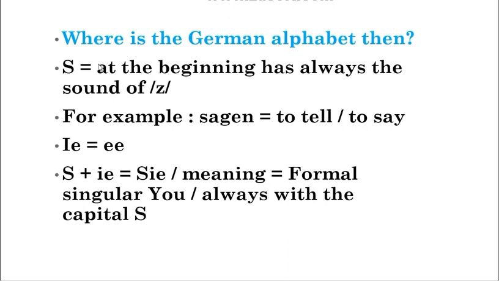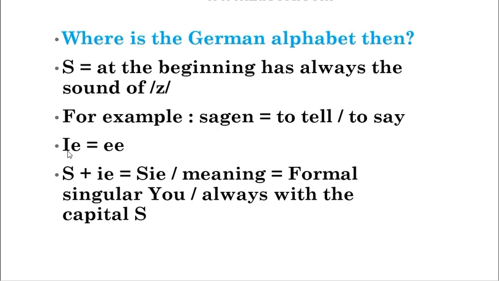Now here you can see the letter S. If we use S at the beginning of a word, the letter always has the sound of a Z. An example would be sagen. Sagen means to tell or to say. Now you can repeat after me.